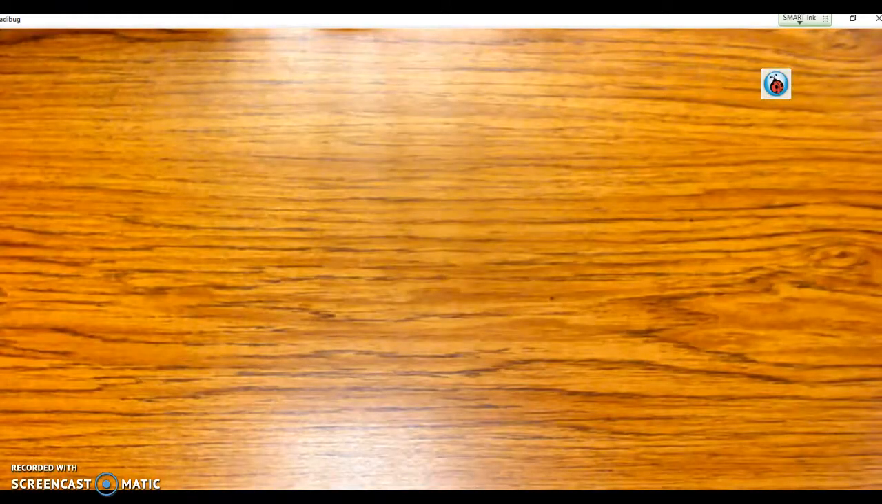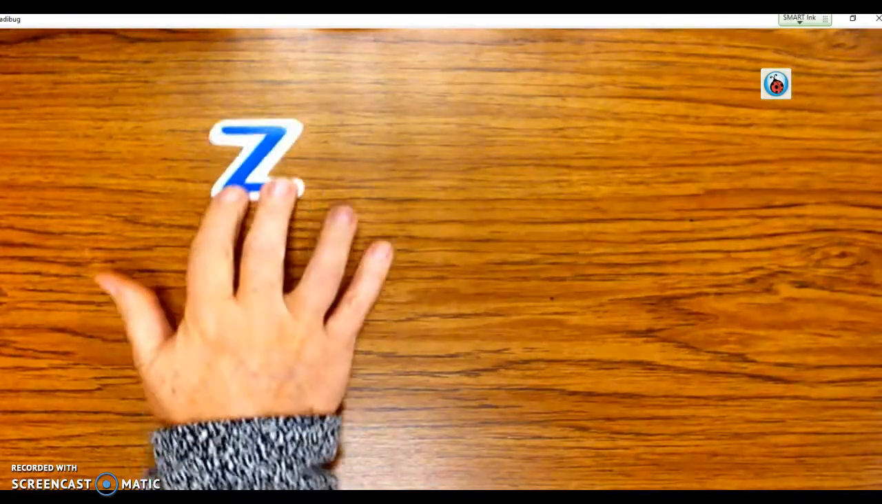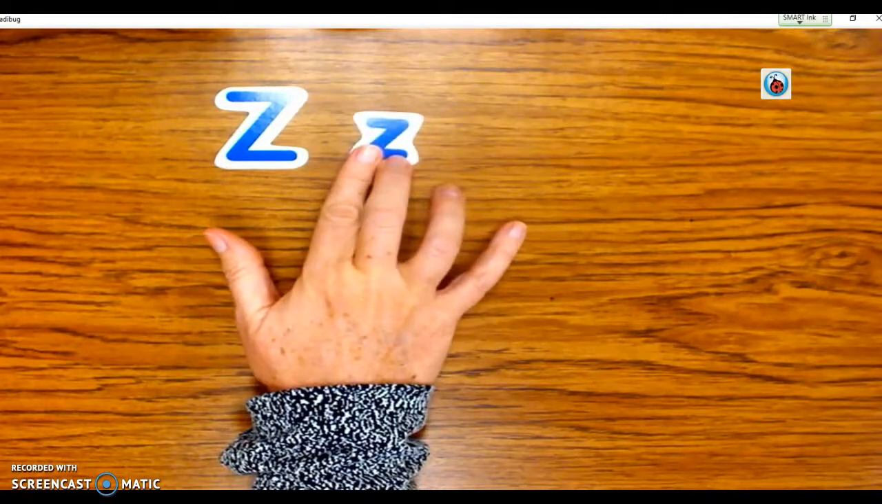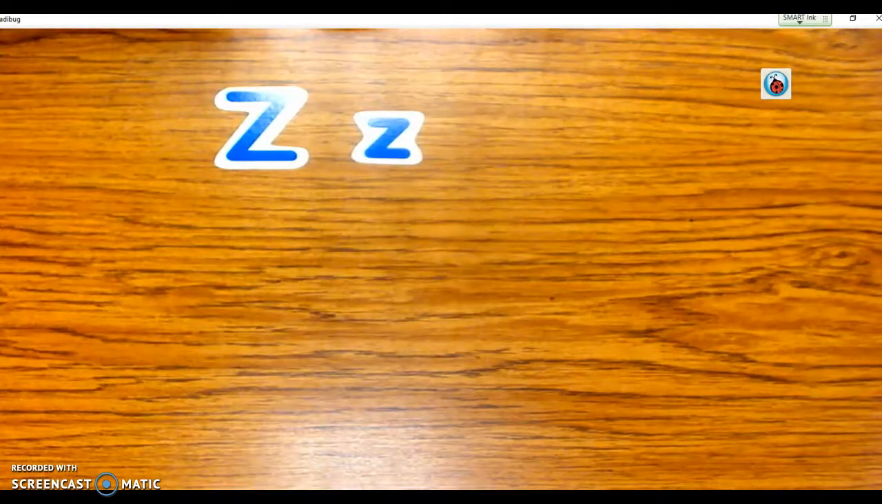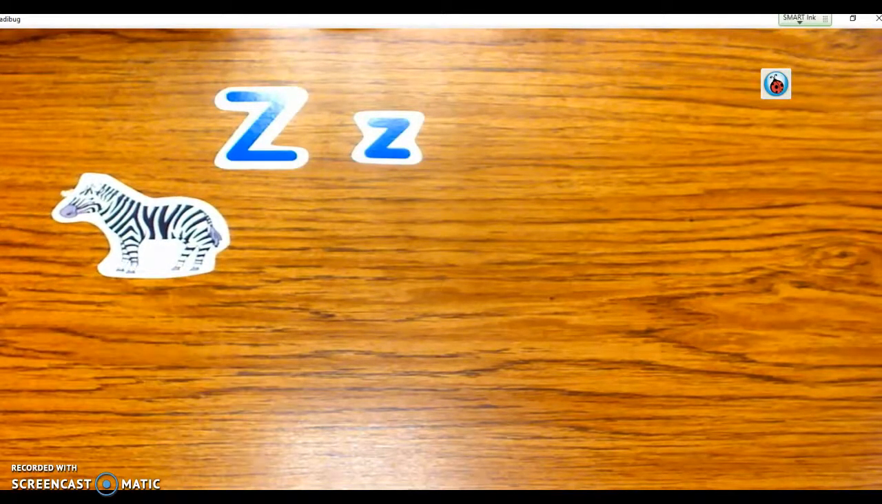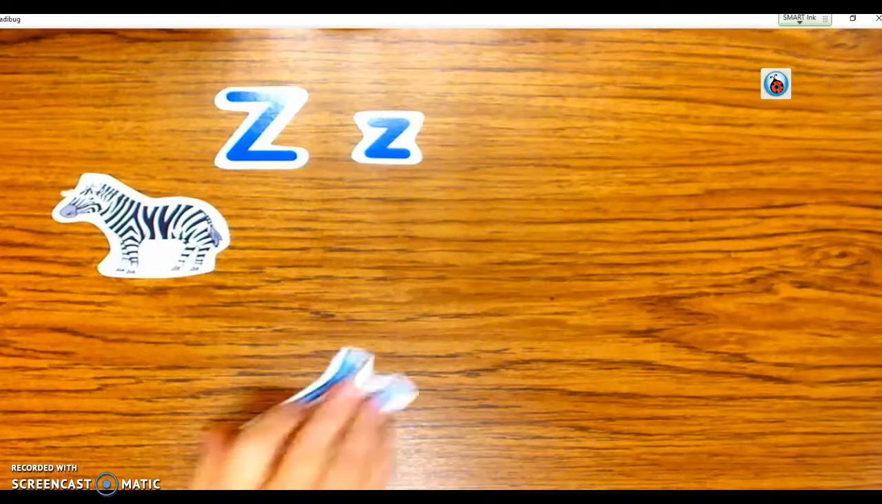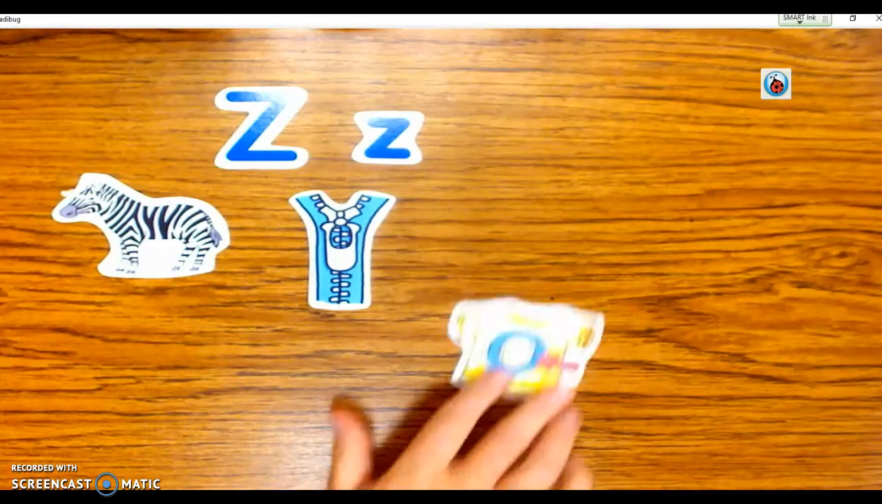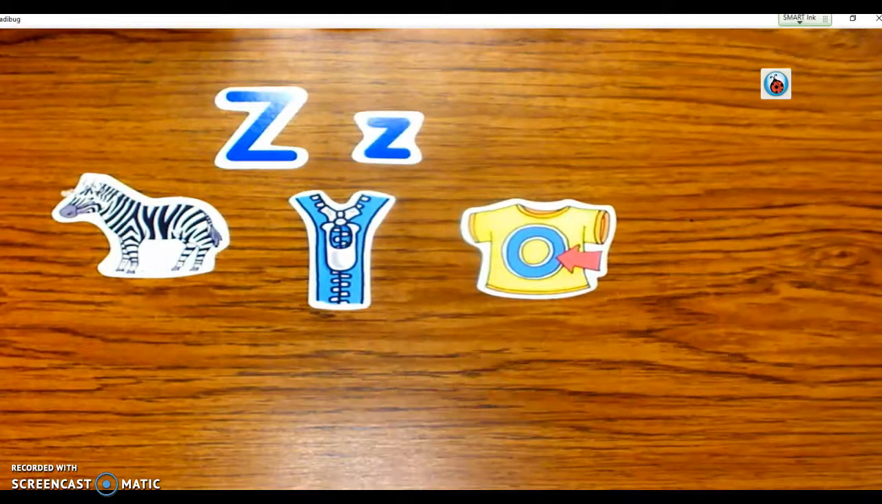All right, let's look at some of our alphabet pictures. Here's an uppercase Z. There's our lowercase z. Let's look at some things that begin with the Z sound. Z. What is this one? Zebra. Zebra begins with a Z. Yes, zipper begins with a Z. All right, this is a shirt, but what number is on the shirt? 0. 0 begins with the letter Z.